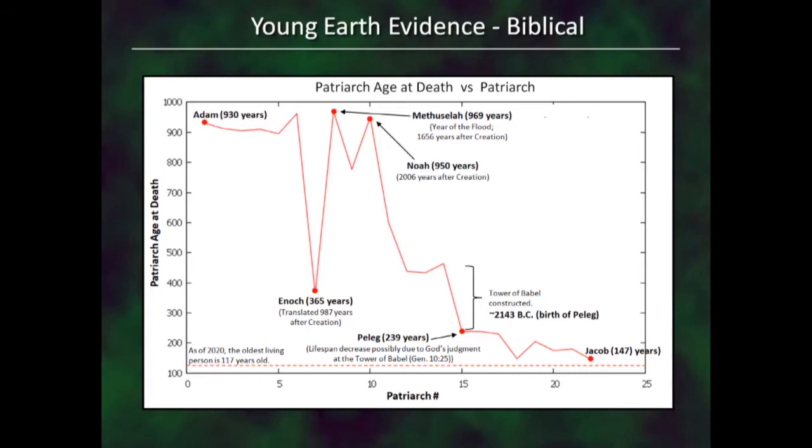And then people just started dying off quite quickly after that, until we see Jacob, who lived 147 years. And that dashed red line designates, in 2020, the oldest living person that I found, a Chinese lady who is still 117 years old, so she still has 30 years to catch up to Jacob. But it shows that we're still not really close to what a lot of these patriarchs lived. I'm not sure I really want to live 900 years, at least in these days and times. But nonetheless, that's kind of a comparison there with the ages.